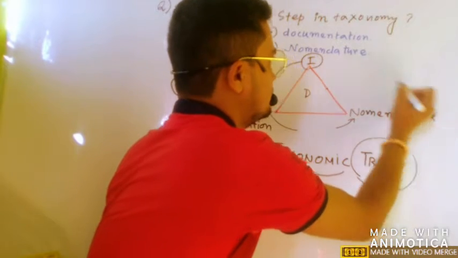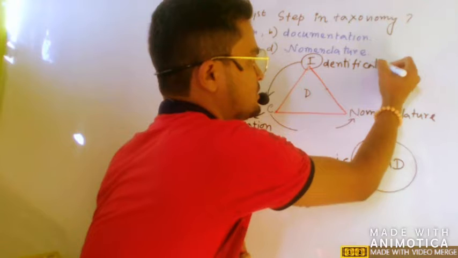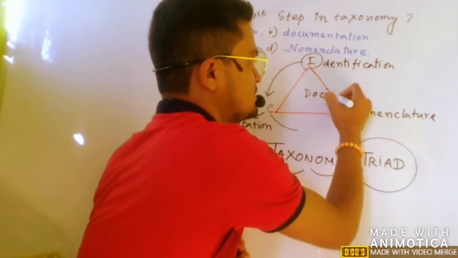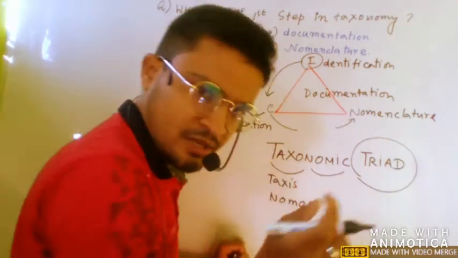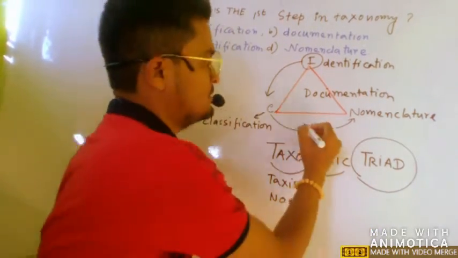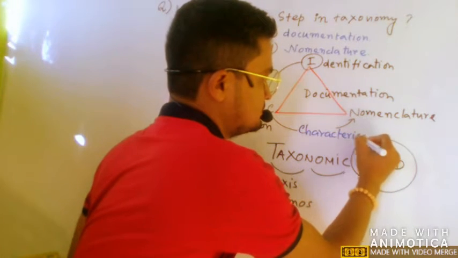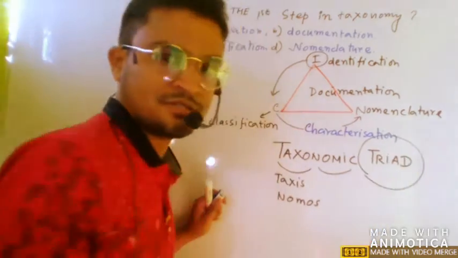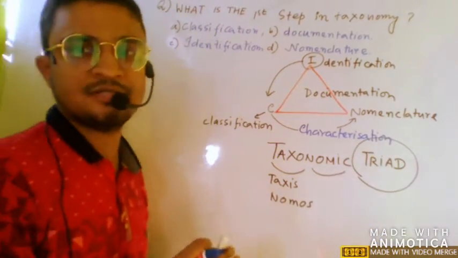naming, identification and documentation. The last step is documentation, and in between you can put some characters of that particular creature. That is the part of characterization. What are the list of characteristics, properties, keys, so that way you can separate and segregate.